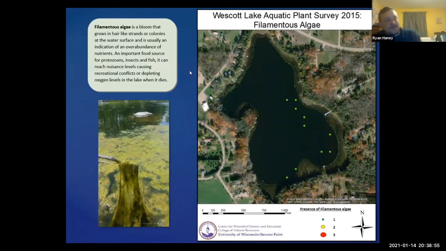Another thing that was observed was filamentous algae, and so this is an algae bloom that occurs as opposed to the graph we saw of my dissolved oxygen, where we had algae bloom at depth. Filamentous algae is often on the surface. It's long and stringy. It was identified at a handful of sites there. You can see on the map with the green dots. And that's usually an indication of excessive nutrient.